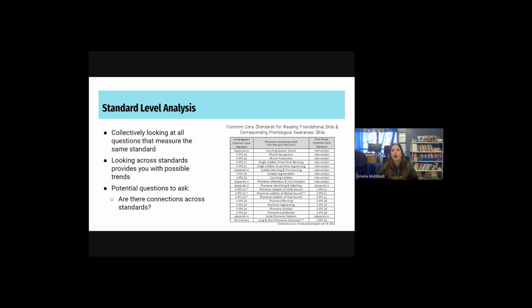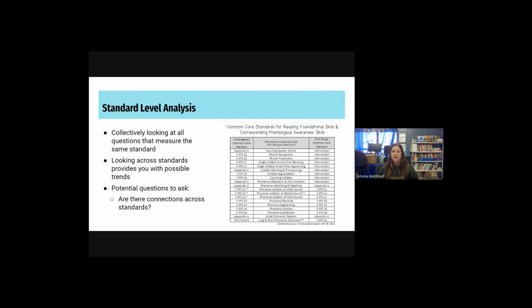We think about how our standards get increasingly more complex with more and more complex text. So how can we make connections across those standards and make sure that students have the foundations for what they need in order to be readers in more complex texts or writers in more complex genres.